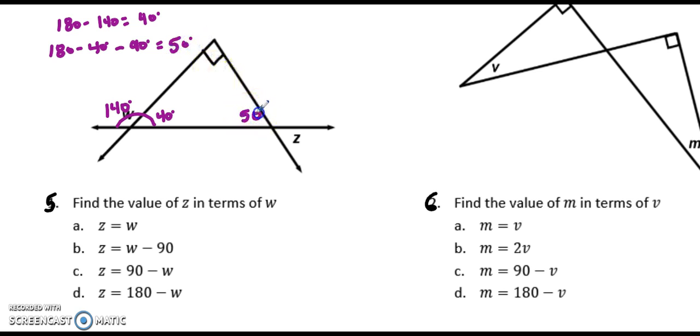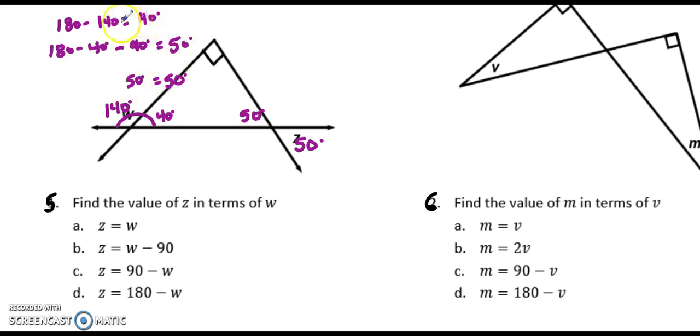50 degrees. And lastly, I notice that these two angles here are congruent. So I had a 50-degree angle to start, and z would end up being a 50-degree angle in the end as well. Again, because they're vertical. But remember, this problem isn't all about numerical answers. It's all about using algebra to find the value of z in terms of w.